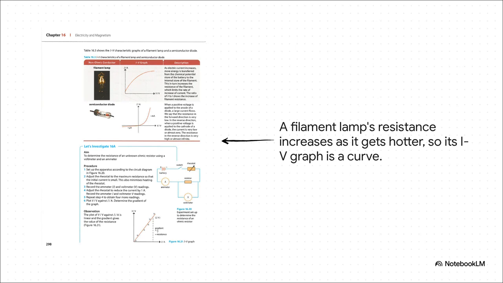That's how it glows. And what did we just learn about metals getting hotter? Their resistance goes up. That's exactly why its graph isn't a straight line. As more current flows and it heats up, its own resistance changes. The obstacle actually gets bigger the more you push.